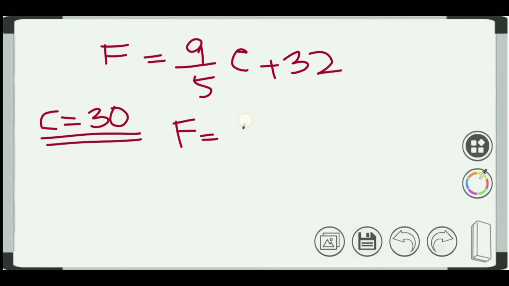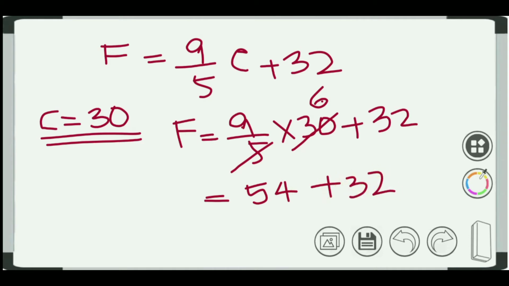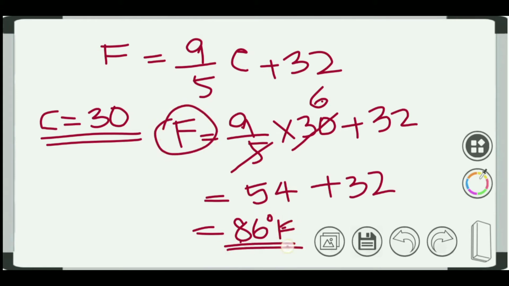Therefore, F is equal to 9 by 5 into 30 plus 32. I can cancel this, 6 5s are 30. 9 into 6, 54 plus 32. What is 54 plus 32? 86. F is equal to 86. So you can write 86 Fahrenheit according to the question. You got the value of F as 86, so you can write 86 degree Fahrenheit. Now come to the third sub question.